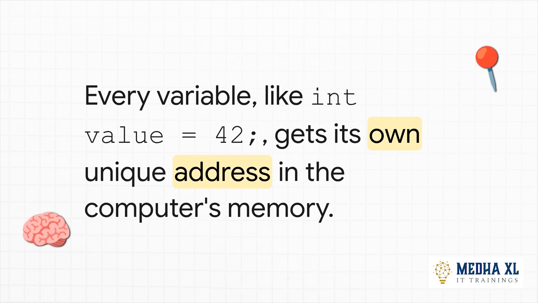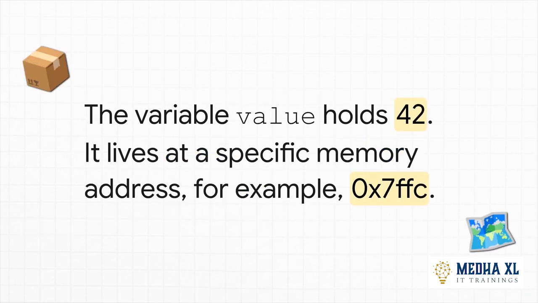See, every single time you declare a variable, like int value = 42, your computer does something behind the scenes. It finds a little empty box in its memory, sticks the number 42 inside, and slaps a unique address on that box so it can find it later. And this visual just nails it, right? We have our box, we've called it value, and inside there's the number 42. But the really important part is where it lives, at memory address 0x7ffc. That's its home. Simple as that.